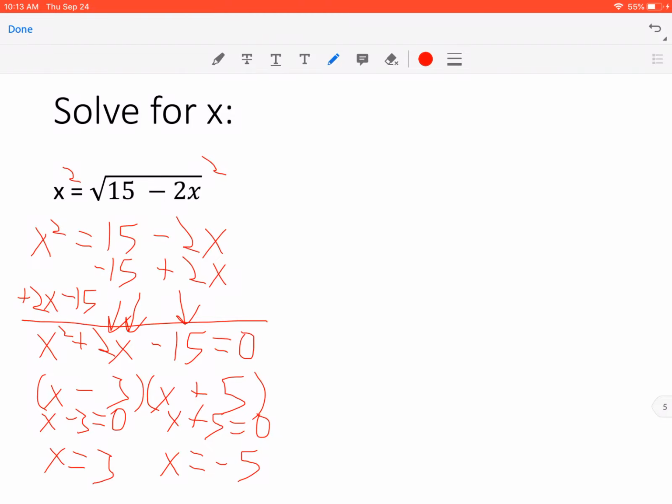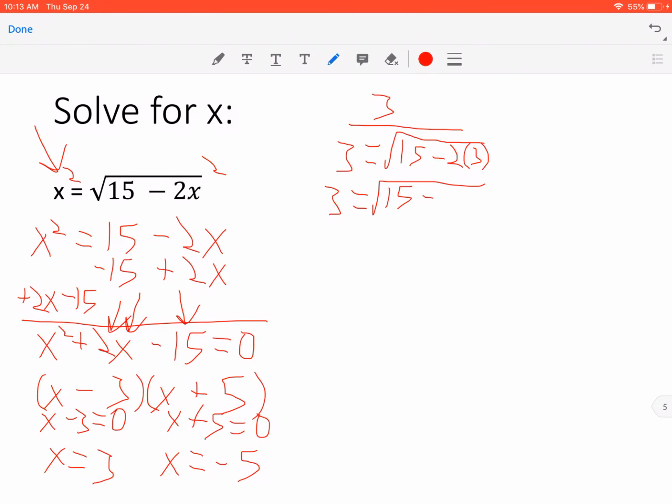So let's start with 3. So plug 3 back in for x. Then do square root of 15 minus 2 times x. Well, that was 3. So what's 2 times 3? 6. So that's 15 minus 6. What's 15 minus 6? 9. Is 3 equal to the square root of 9? Yeah, because the square root of 9 is 3. 3 equals 3. So that works. Circle 3. Let's try negative 5.